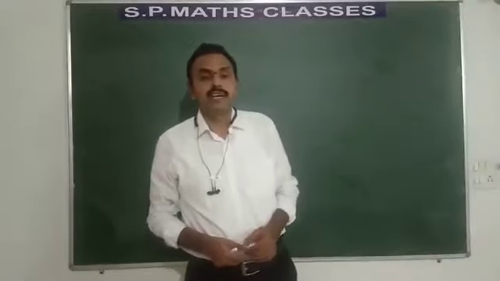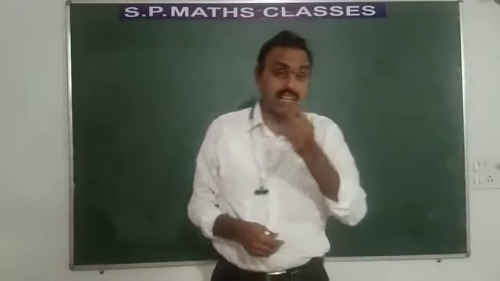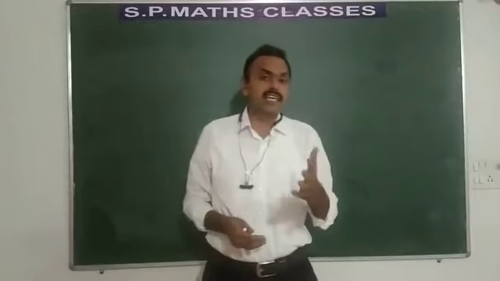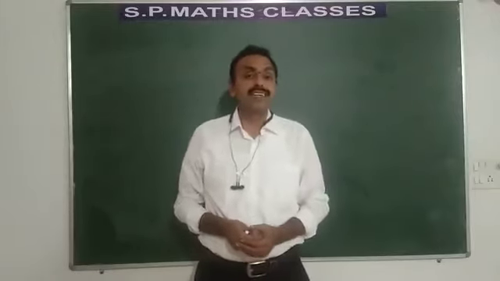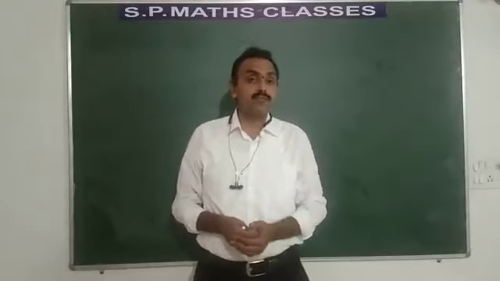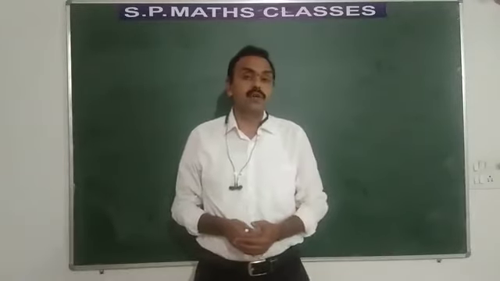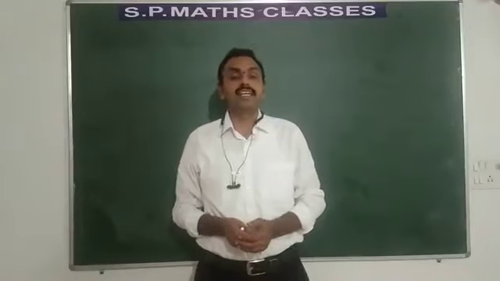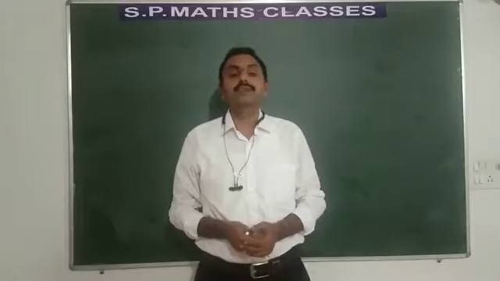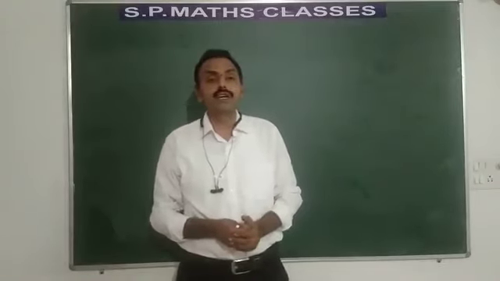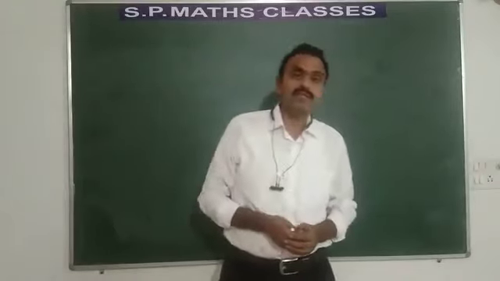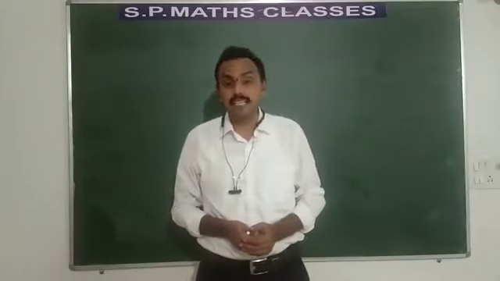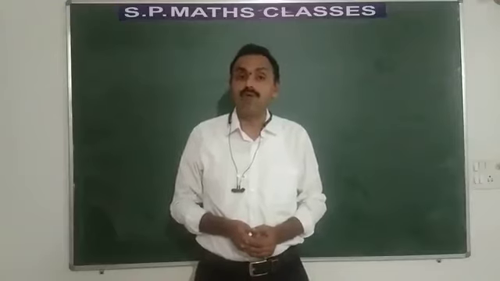Namaste students. In the last class we were studying about inverse of a square matrix. If A is a square matrix of order n, and there exists another square matrix B such that AB is equal to BA is equal to I, then B is said to be the inverse of A and it is denoted by A inverse. And we have discussed about adjoint of a square matrix. Adjoint of a square matrix is defined as the transpose of the matrix of the cofactors.